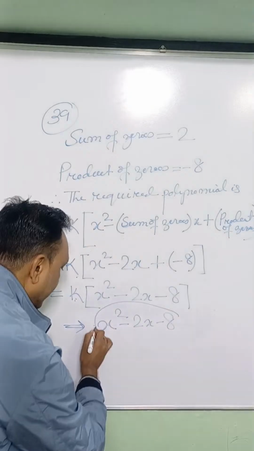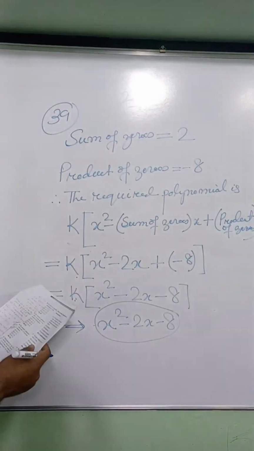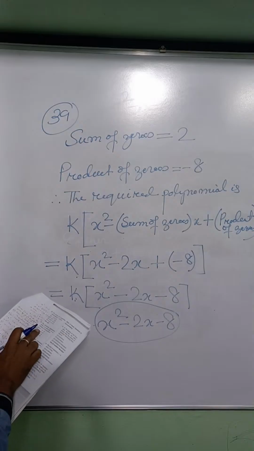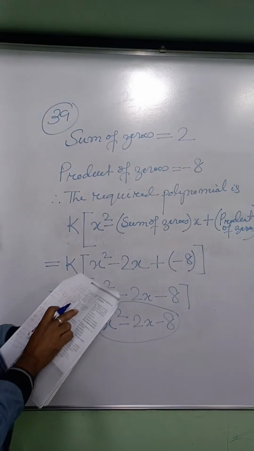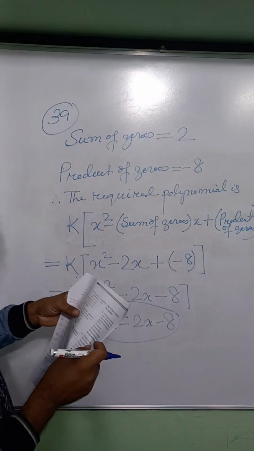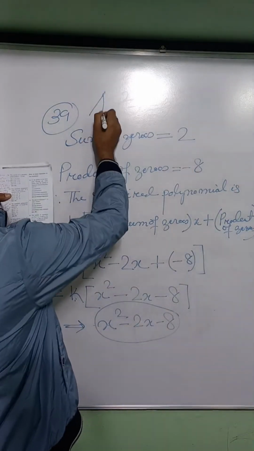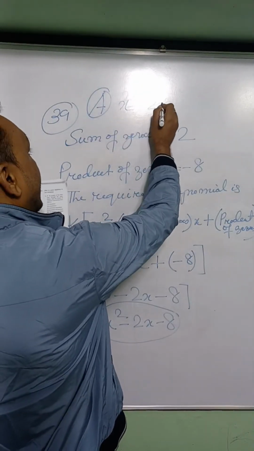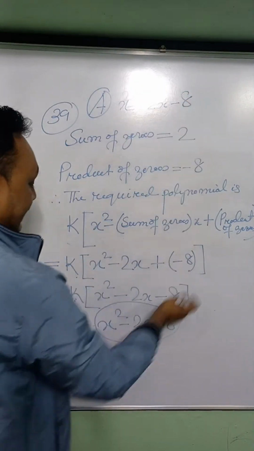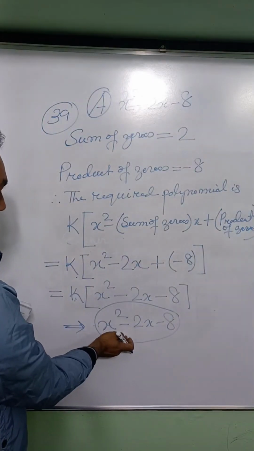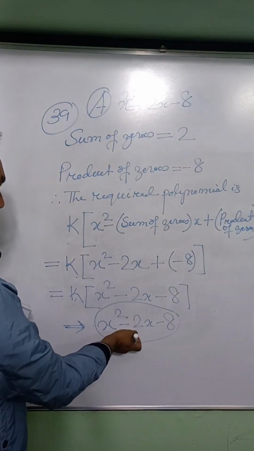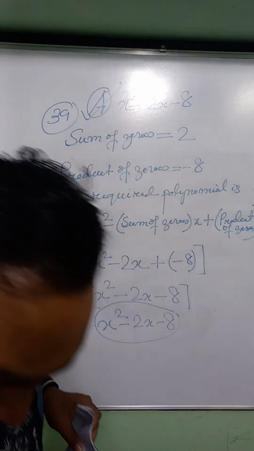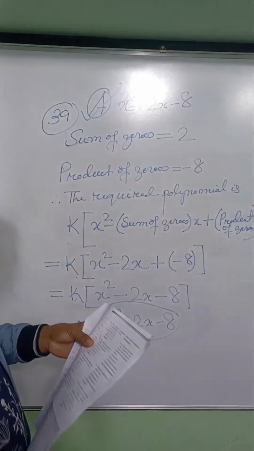So according to me, this is the answer. Check whether it is there in the options or not. X square minus 2x minus 8. Yeah, option A is the correct answer. The first option is correct. Option A is given: x square minus 2x minus 8. Exactly the same thing we got after simplification. So A is the correct answer.